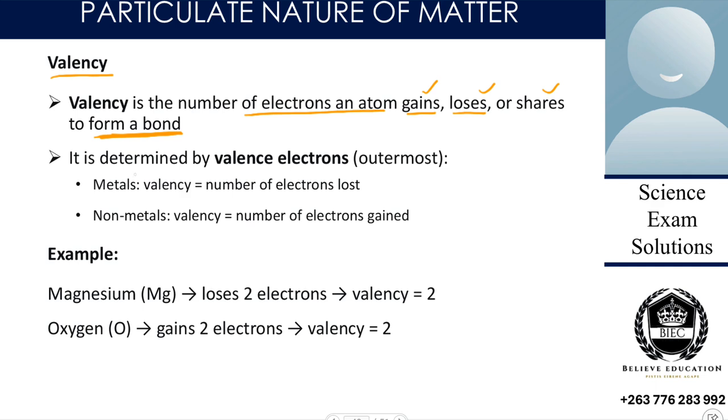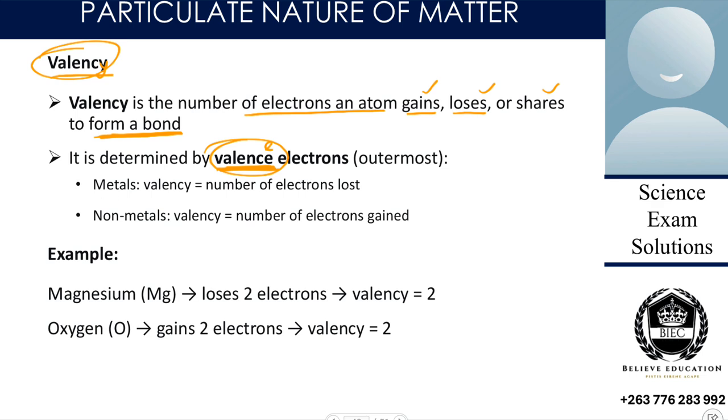So our valence is determined by the valence electrons. Note that the two spellings are different. We have valence and we have valency. Valence electrons are the number of electrons in the outermost shell, while valency is the number of electrons gained or lost. So it is determined by the valence electrons in the outermost shell.